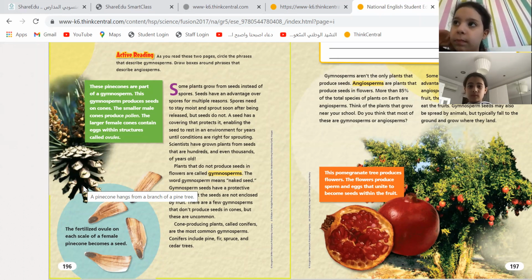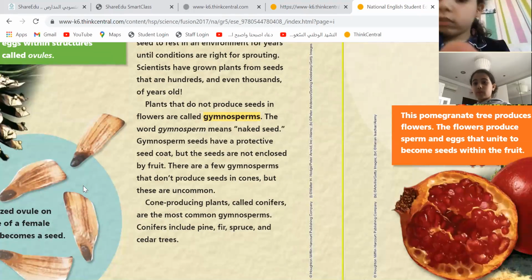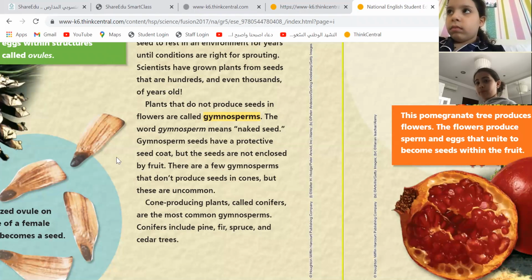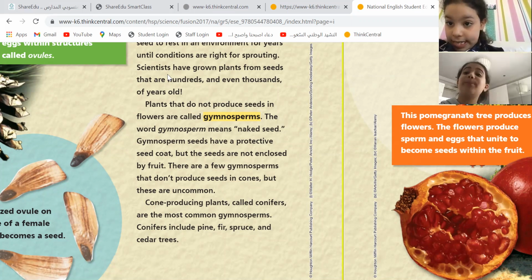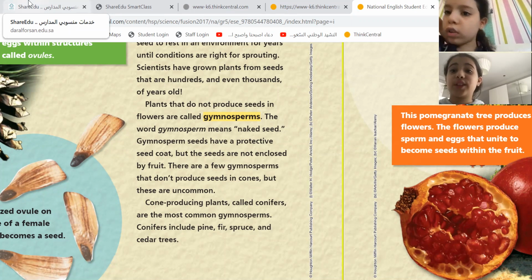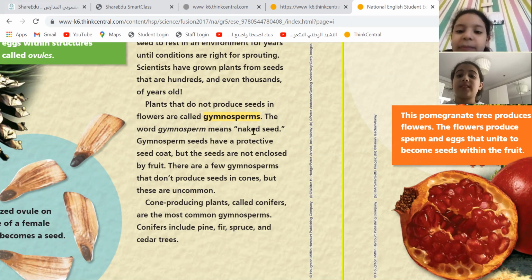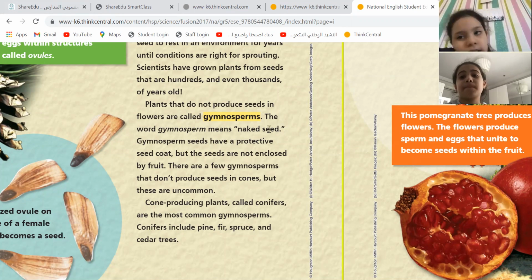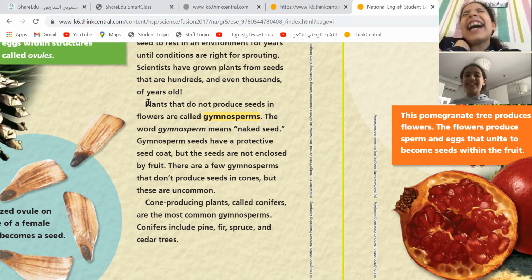Now the word over here, gymnosperms. What is a gymnosperm? Can you tell me what is a gymnosperm? Yes. Plants that do not produce seeds and flowers are called gymnosperms. Excellent. This word means what? It means the naked seed. What do I mean by the naked seed? That means it doesn't wear anything.